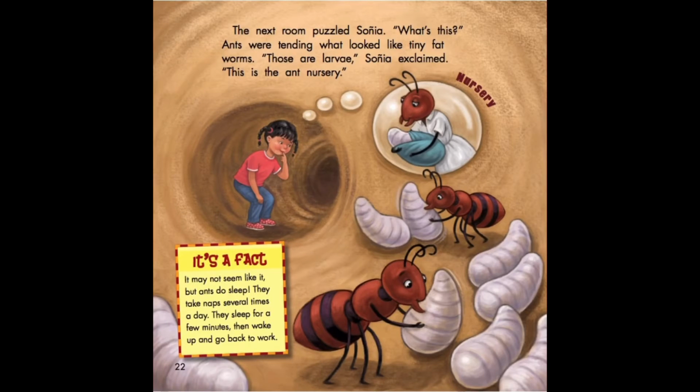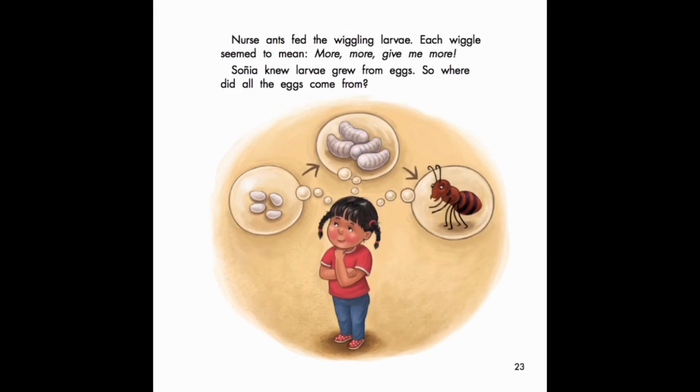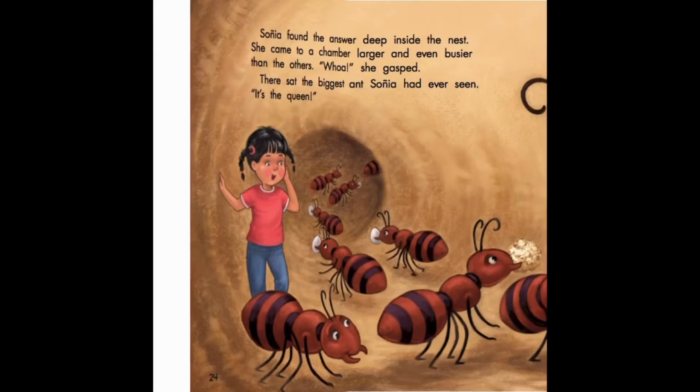The next room puzzled Sonia. "What's this?" Ants were tending to what looked like tiny fat worms. "Those are larvae," Sonia exclaimed. "This is the ant nursery. Nurse ants feed the wiggling larvae. Each wiggle seems to mean, more, give me more." Sonia knew larvae grew from eggs. So where did all the eggs come from?